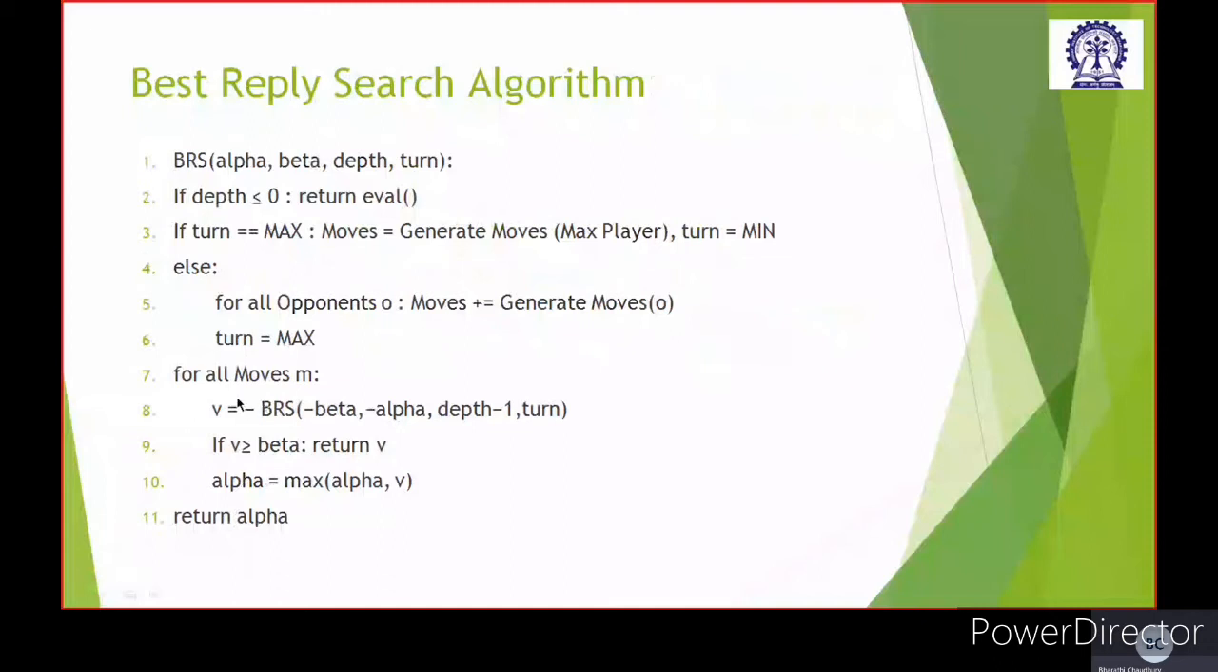If the return value v is greater than or equal to the beta value, then this value will be returned. Alpha is the maximum value between the previous alpha value and the value v, and finally we return the alpha value. Now let us see one example.